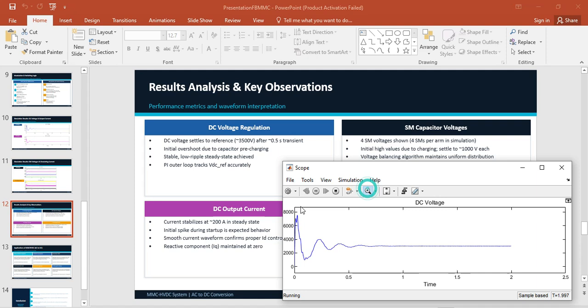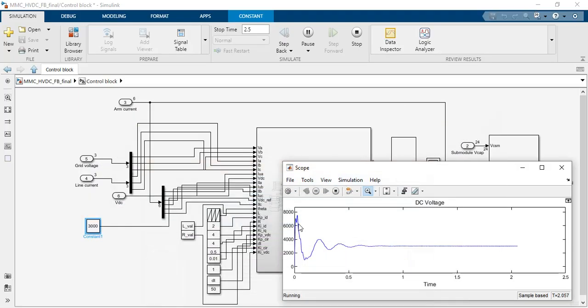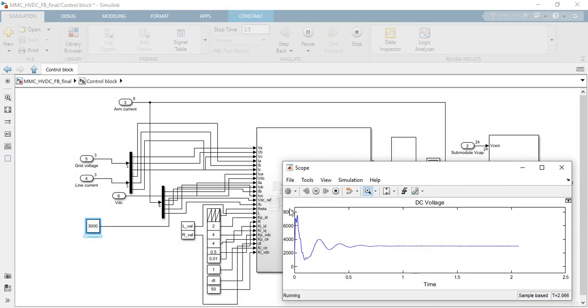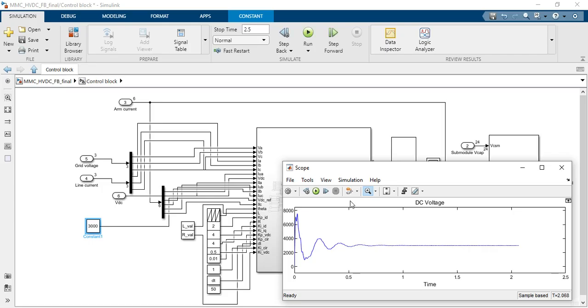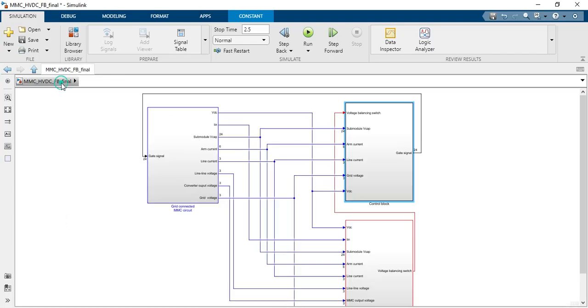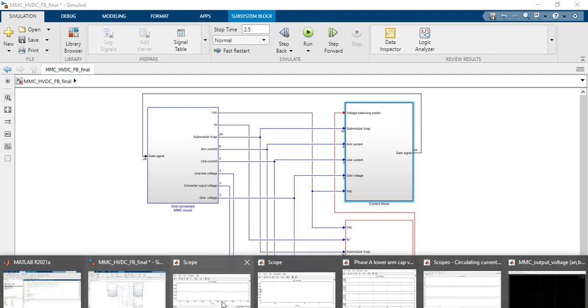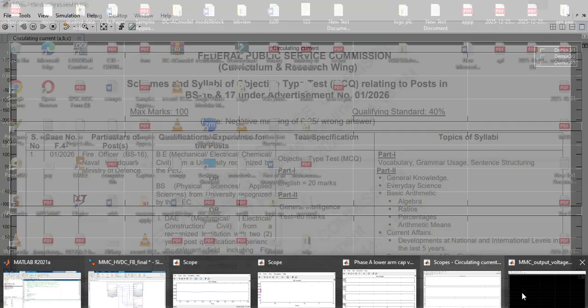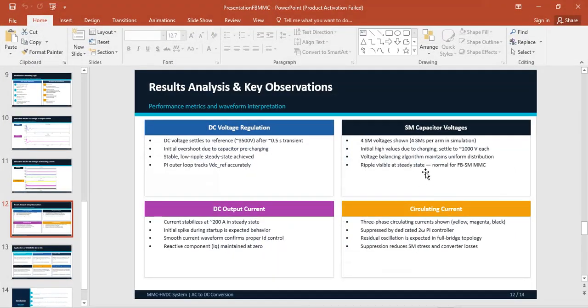You can see that it settles down near around 3.6 kV. So I can minimize this, and I can stop this, and let me zoom this. So you can see that this is 3 kV, right? So whatever the reference is, it will change according to that particular value, right?